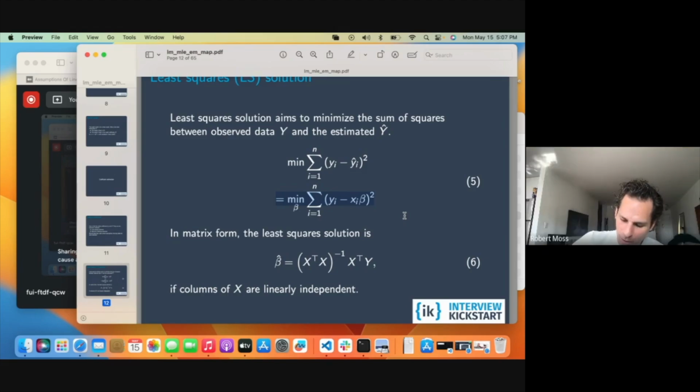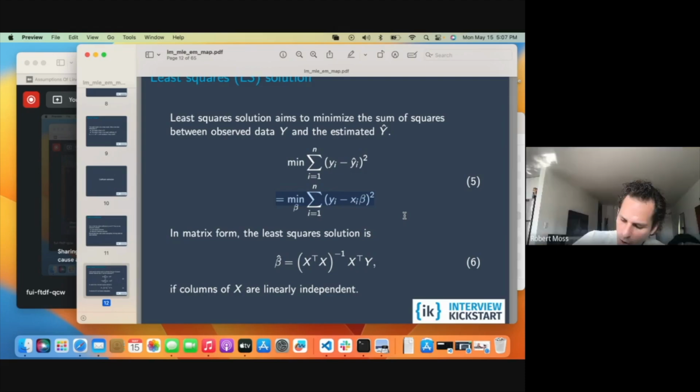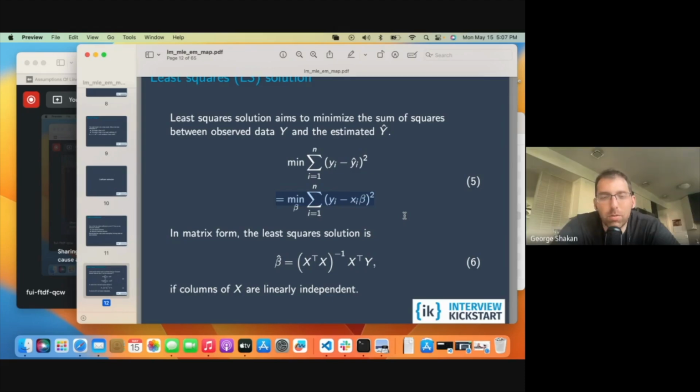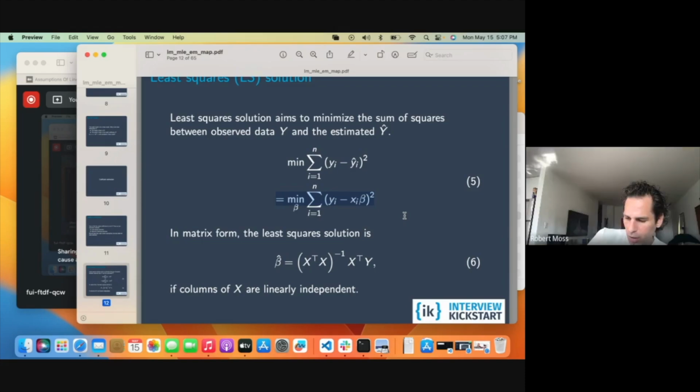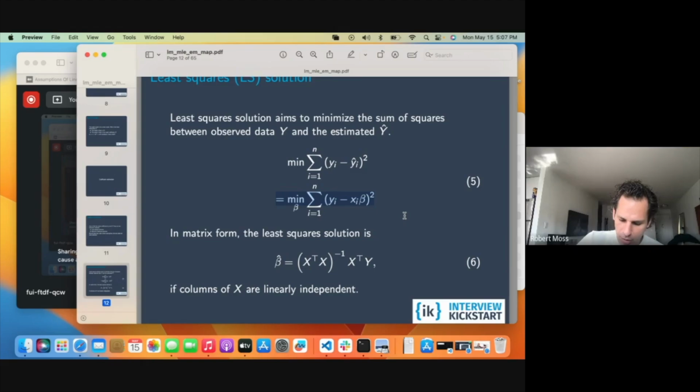Don't worry about remembering equation 6. I remember the formula, but I wouldn't demand myself to remember it. I just happen to know it. I would like to demand myself to know this, because it came up in a couple of questions we did in the How to Ace the Data Science interview book. I can show you how I remember it. It's not that bad. It's just x transpose x inverse times x transpose y.